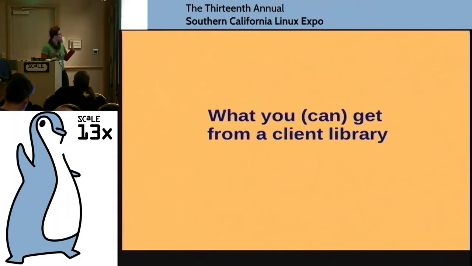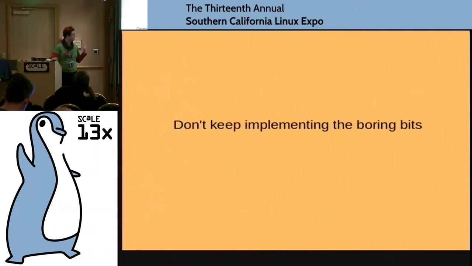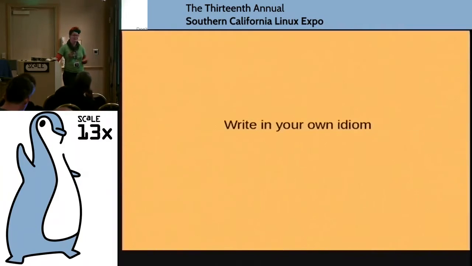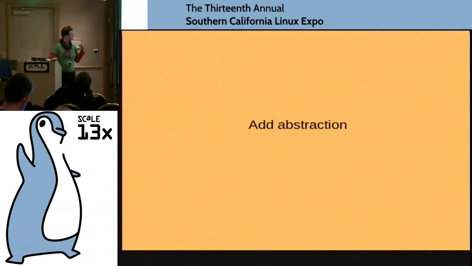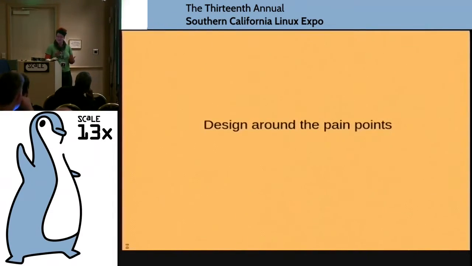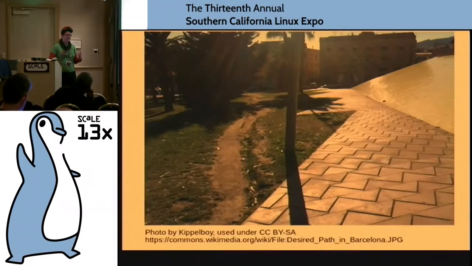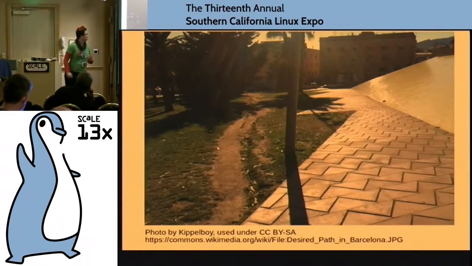So I hope that I've convinced you that you don't necessarily just want to go with the API. A client library can help keep you from implementing the boring bits over and over again. It can make your own code more readable because you're able to write in your own idiom. It can take you to the level of abstraction that you want, and again help with your own code's readability. And it can help you design around the pain points that pretty much every API has.